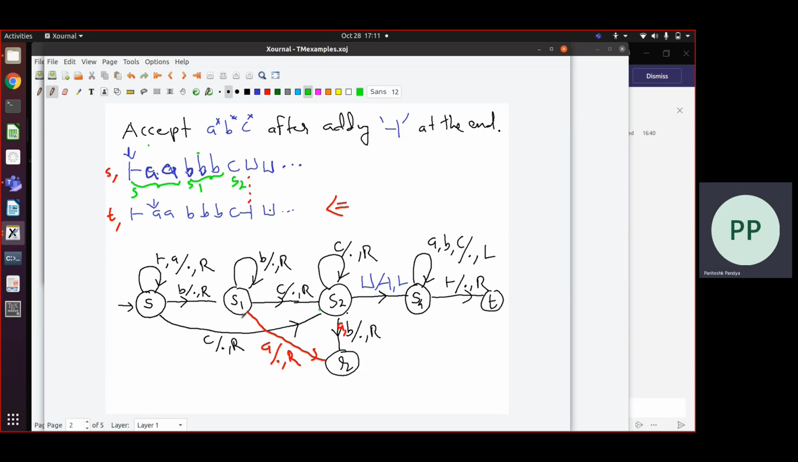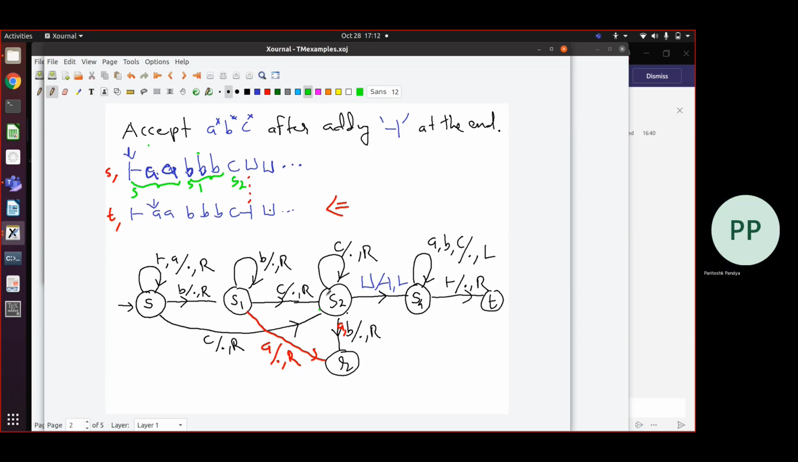What happens if you are in S1, where you are skipping over B's, and you find a symbol A? So after some A's, you read at least one B, you skipped over some B's, and after that you found an A. So the string is no longer in the form A star, B star, C star. You got A star, some B's, and then A occurring again. So you go to the reject state, right?